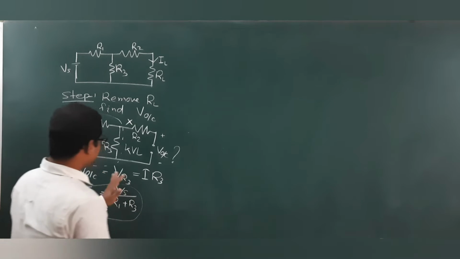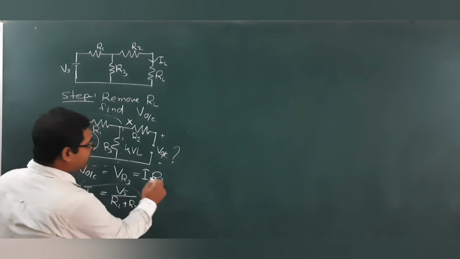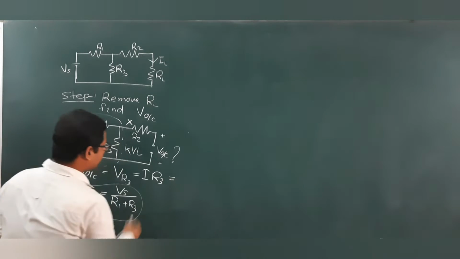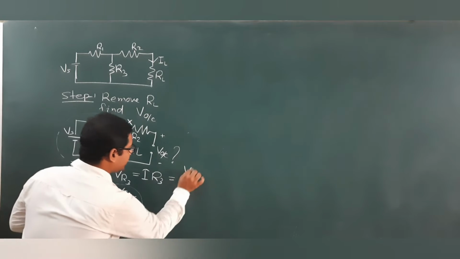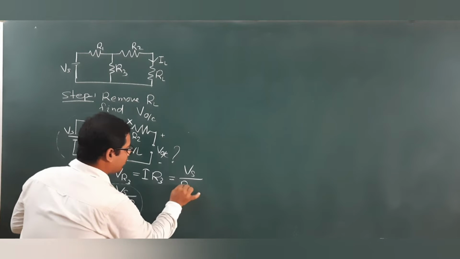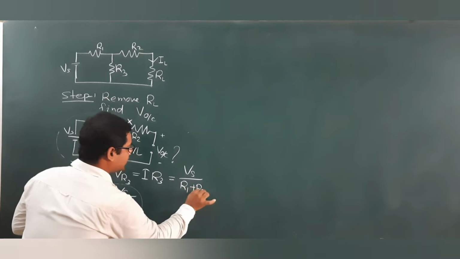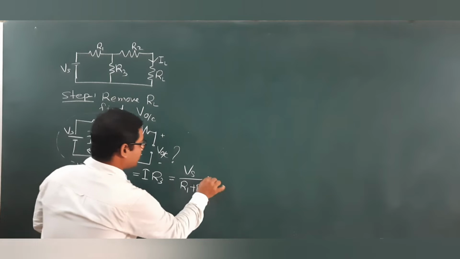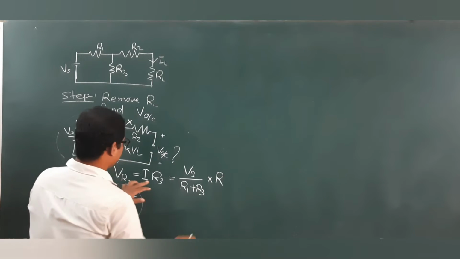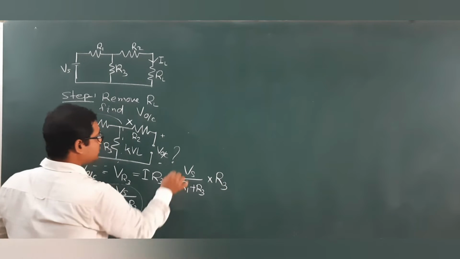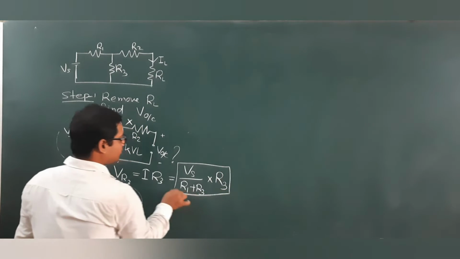Now you can write VOC as I into R3. So it will be V of S upon R1 plus R3, multiplied by R3. This is your VOC.